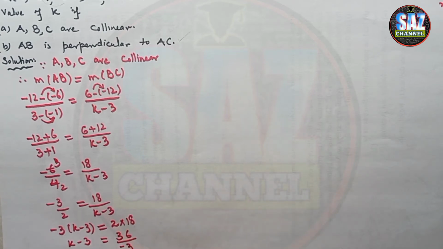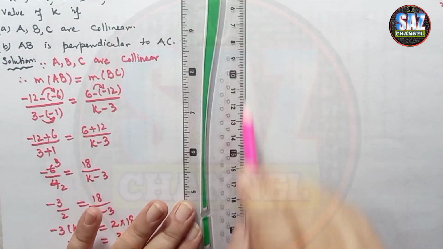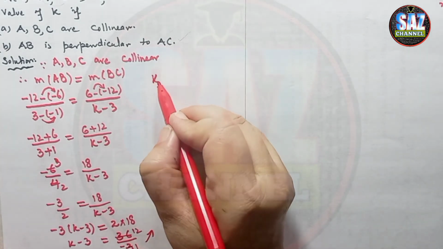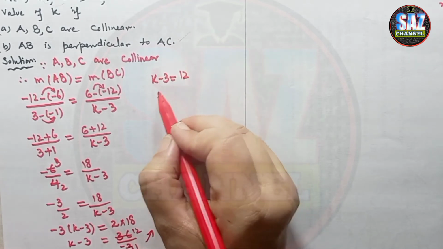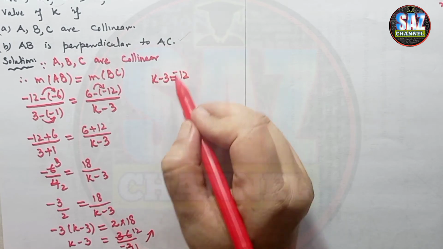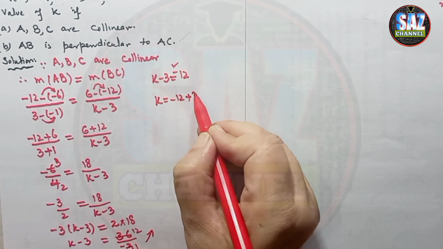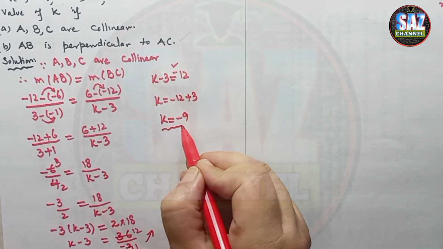Let me go to the top side so that my students can see the working clearly. Now we can see that 3 times 12 is 36. So k minus 3 will be equal to minus 12, and I have to bring the minus sign here. k will be equal to minus 12 plus 3, and k will be equal to minus 9. I hope you are clear about this condition.